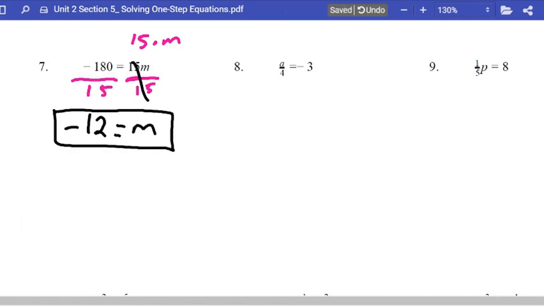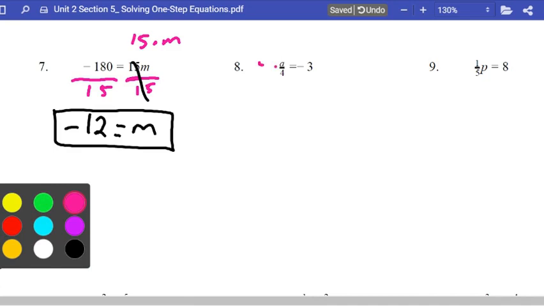Number 8, a divided by 4 equals negative 3, or a over 4 equals negative 3. Well, right now what's happening to the a is it's being divided by 4. How do we undo that division? We multiply by 4. And so that 4 and 4 cancel out over there, and we're just left with a equals negative 12.